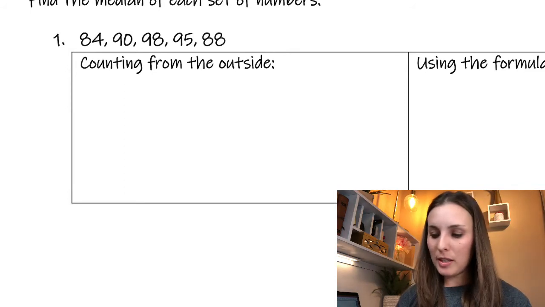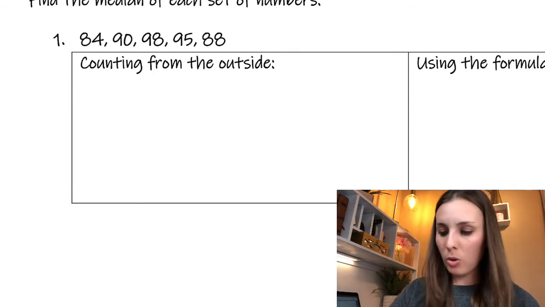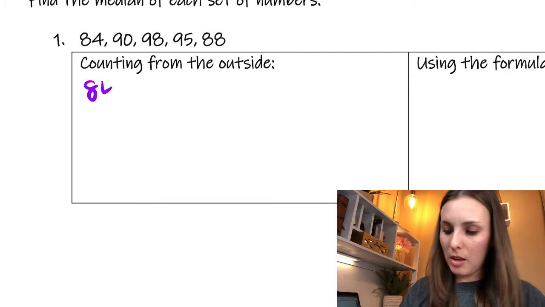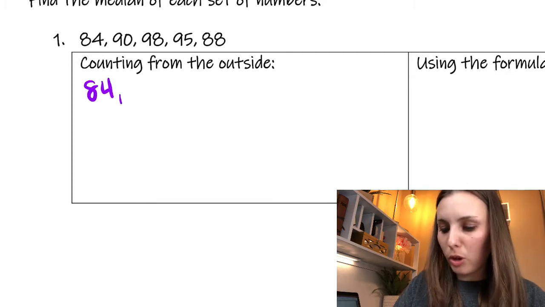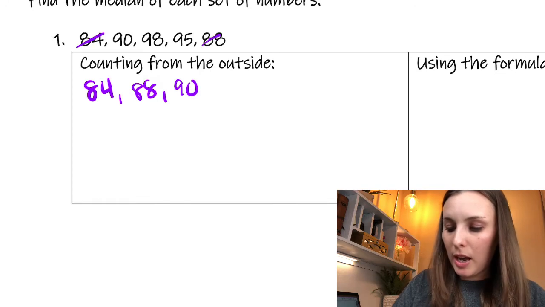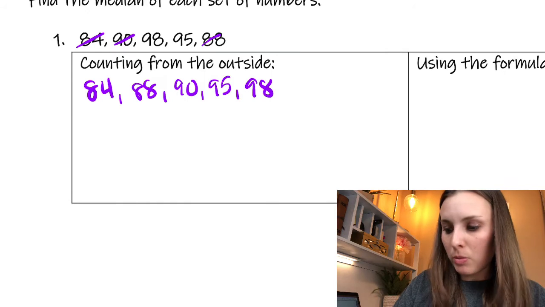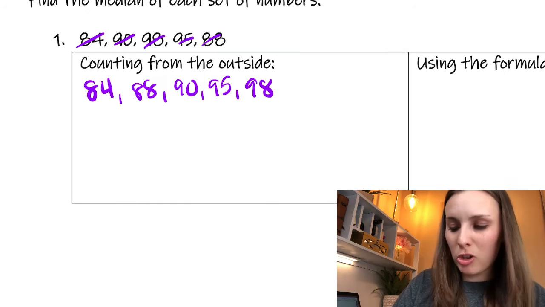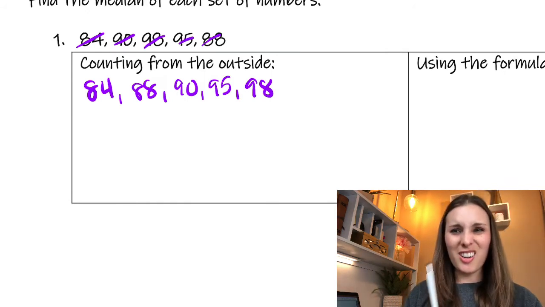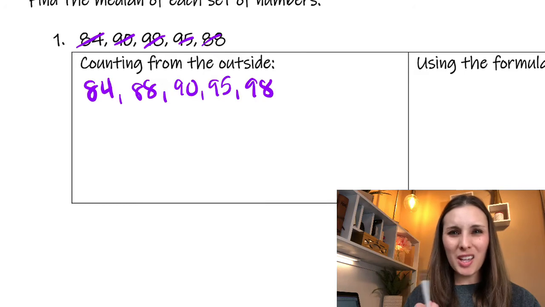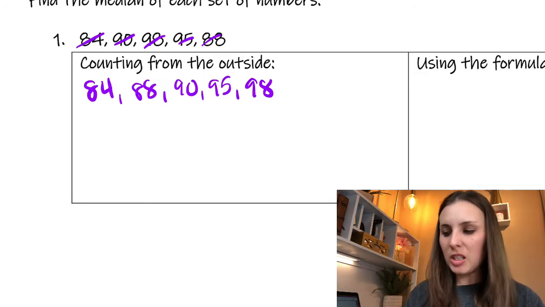We need to put these in order. They are not in order, so let's see. The smallest number is 84, 88, 90. Actually, I'm going to mark these out as I go so I know I've used them. Especially in larger sets, you're like, oh man, did I write that one already? Mark them out as you go, and that way you know it's done.